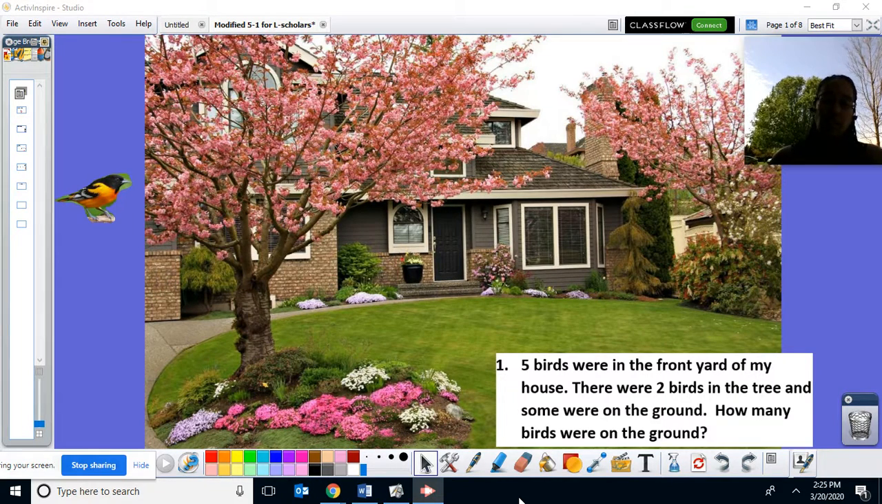And I want to work with you today on problem solving with some first grade problems. I want to be able to share some strategies with you. So, we're going to start off right here. If you're looking on your screen, this is our first problem.